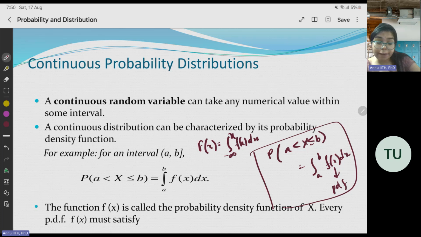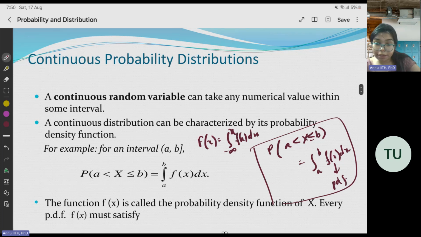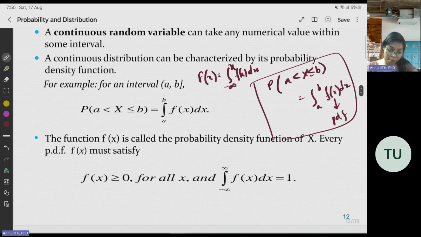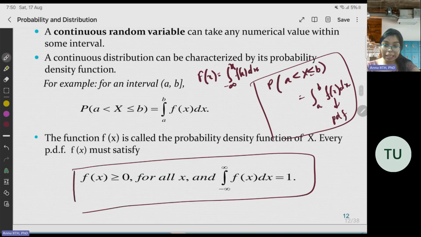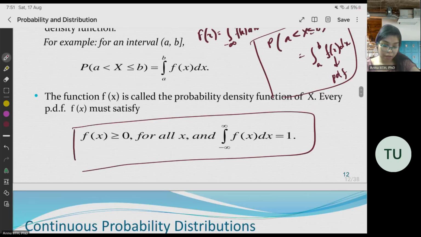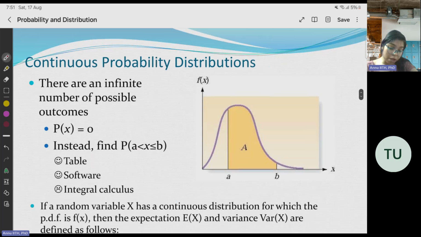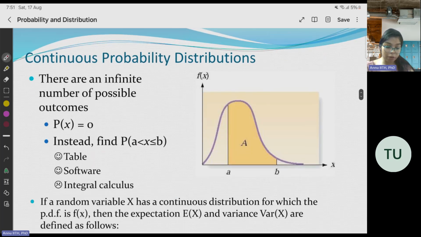This function f of x is called the probability density function, and every PDF f of x satisfies this particular property: the area under the PDF should be 1, and it should be greater than or equal to 0 for all x. Now going to the continuous probability distributions again, there are an infinite number of possible outcomes.